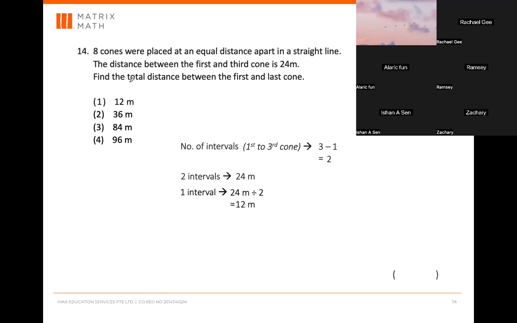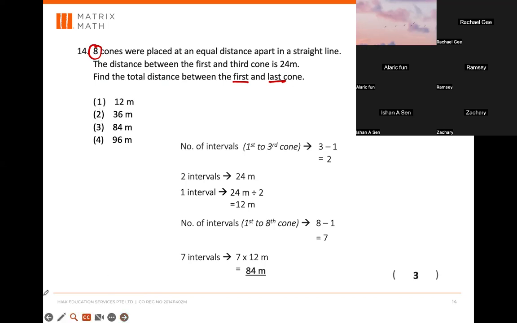So the question wants you to find the total distance between the first and the last cone. Okay, so there's a total of 8 cones here. So 8 cones got how many intervals? Total 7. Okay, so 7 intervals will be 12 times 7, which is 84 meters. So that is option 3 here.